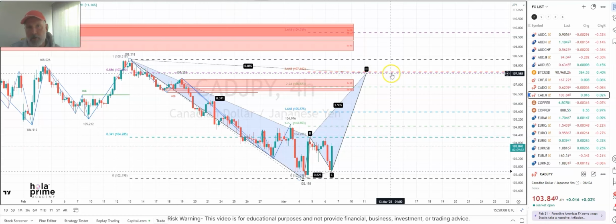So using correlation, using multiple time frames, using cipher pattern analysis to analyze where the currency pair is potentially going to go.